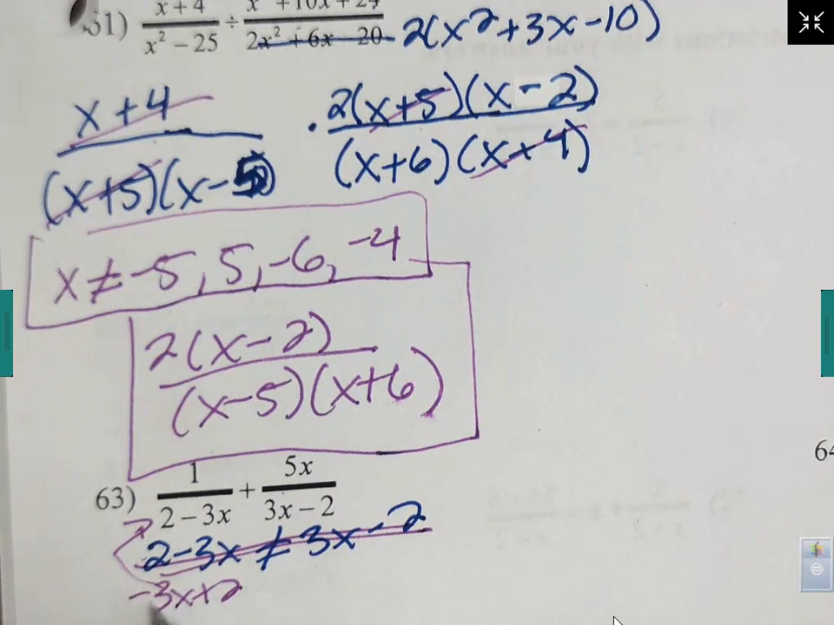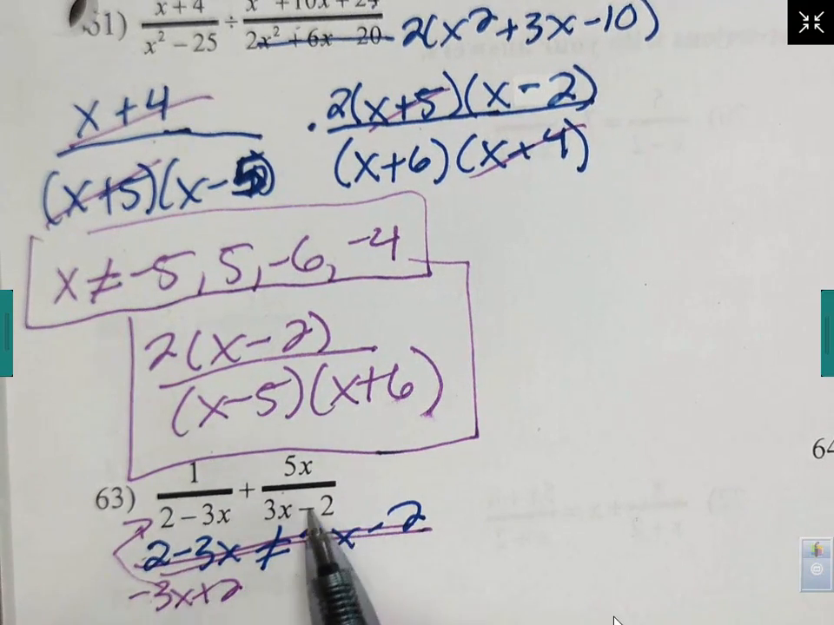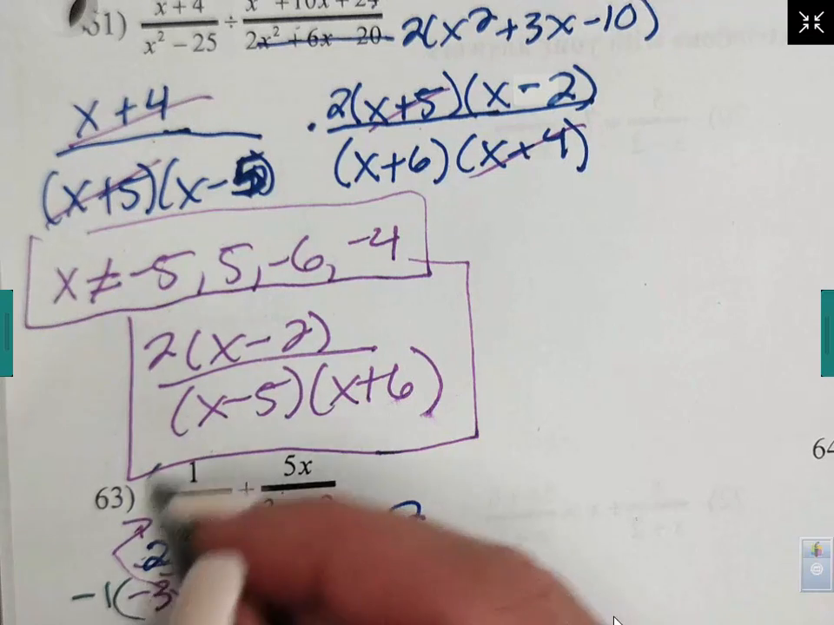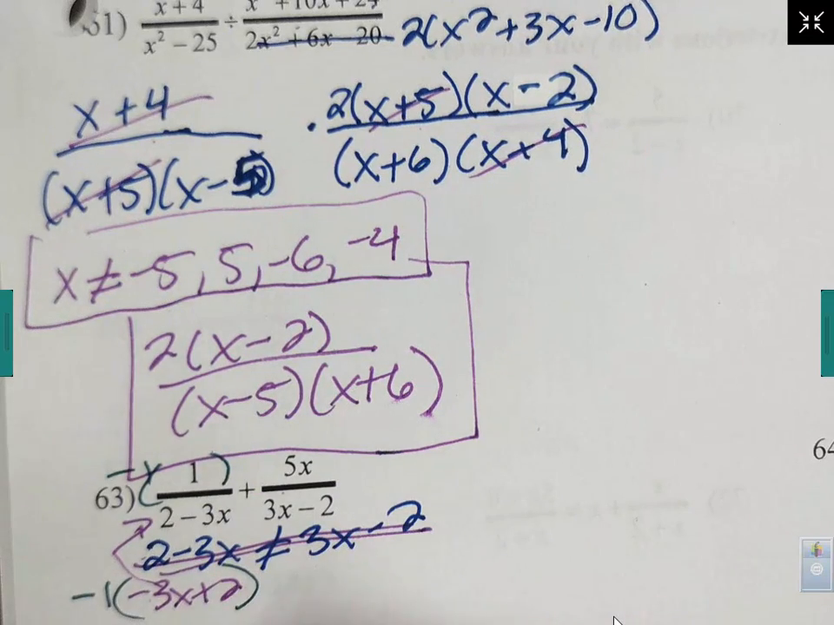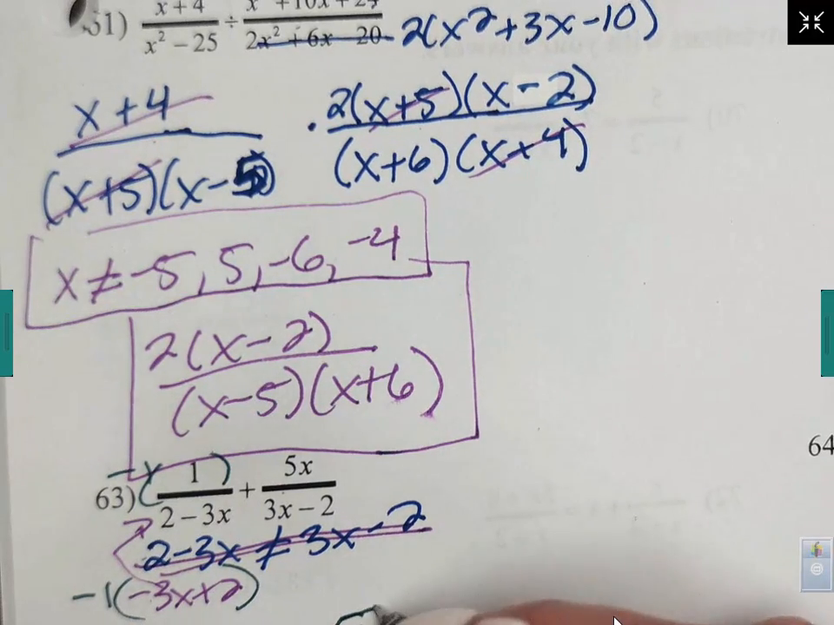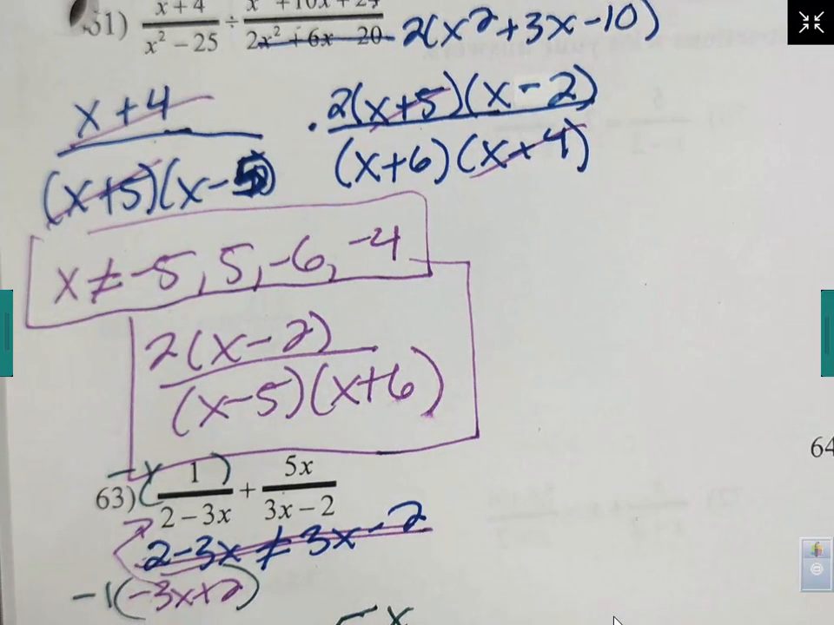So what would I need to do to this negative 3x plus 2 to make it match this 3x minus 2? Very good. Multiply it by negative 1 over negative 1. We end up getting negative 1 over 3x minus 2 plus 5x over 3x minus 2. So we can't combine like terms because we don't have any, but we'll end up getting 5x minus 1 over 3x minus 2.